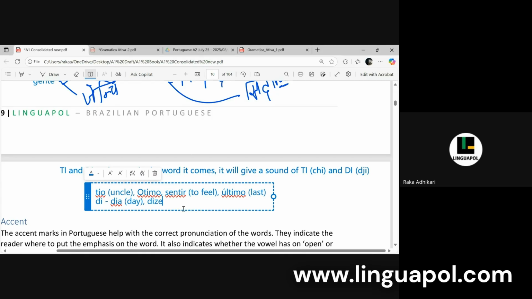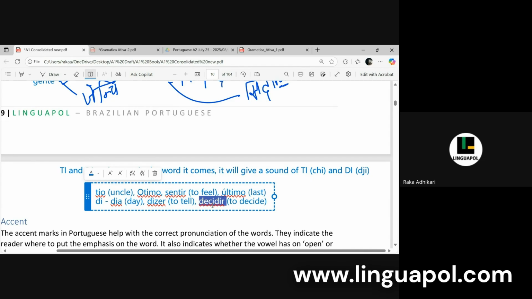Similarly, dizer. Dizer means to tell. In Brazilian, it becomes dizer. Then there is a verb called decidir. Decidir means to decide. I want someone to pronounce this. How would you pronounce this word in Brazilian? Decidir. Yes, decidir, correct. So remember that the first DE will not change. Okay, because it is coming at the beginning and it is DE, not DI. So it will remain as de.